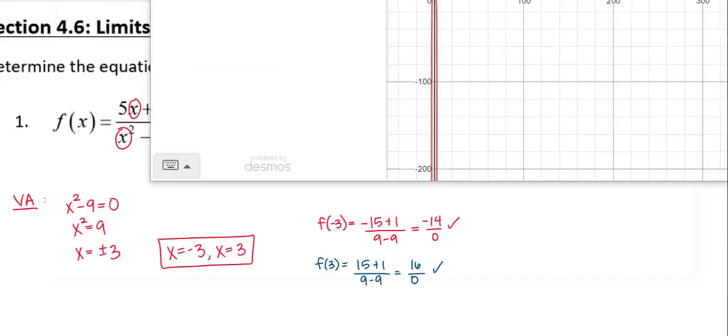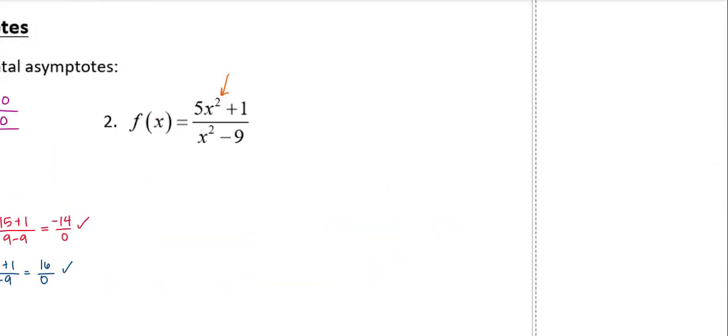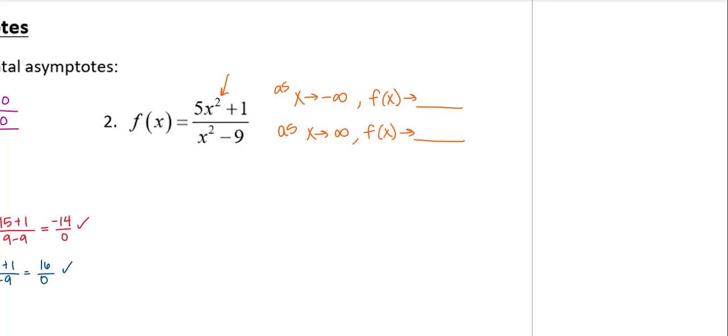So let's look at y. Well, we said that as x approaches negative infinity, f of x is approaching something, and as x approaches positive infinity, f of x is approaching something. So let's take a look at what those somethings are.